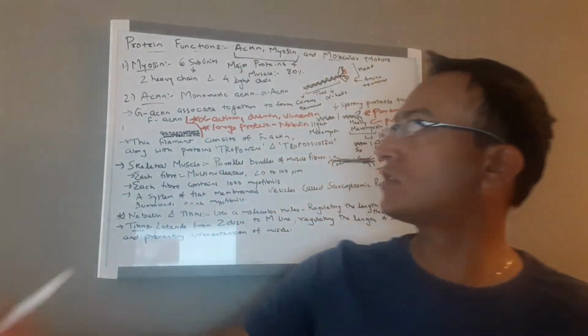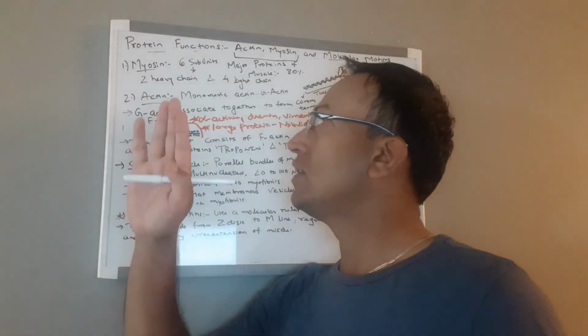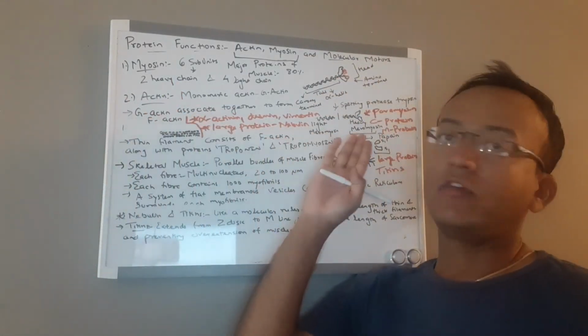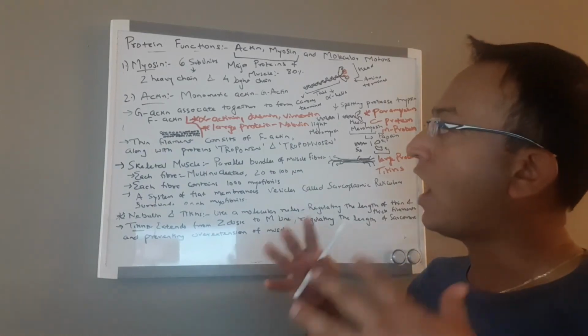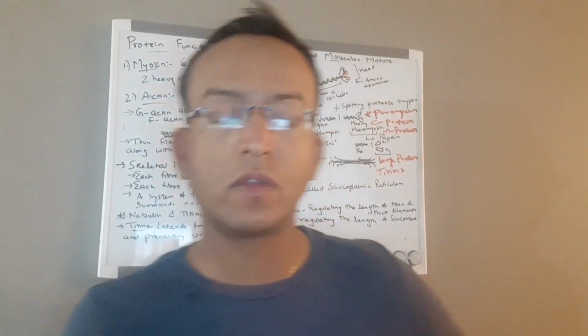So this is the overall structure of the muscle. The myosin, actin, and a few other proteins, that is how it builds the muscles.